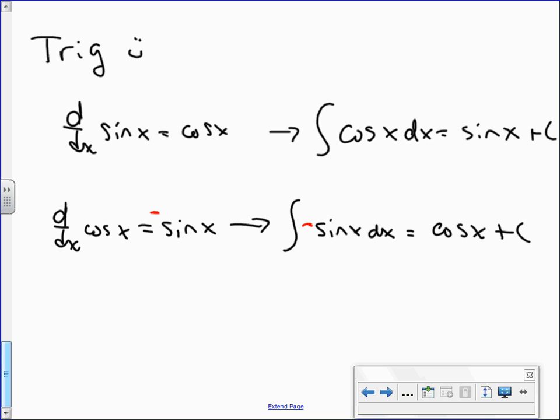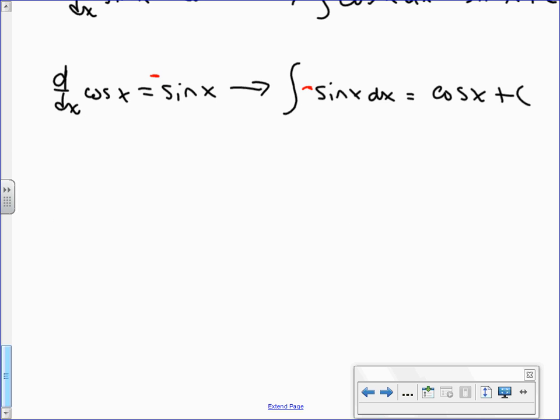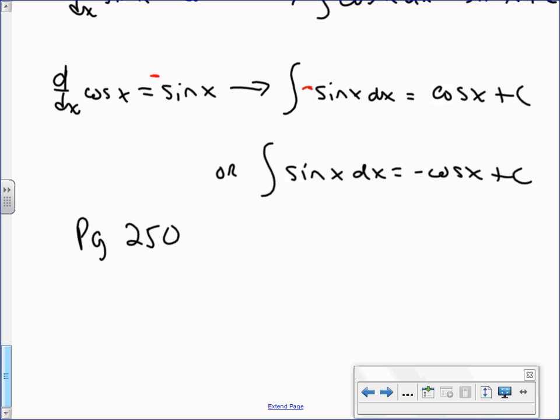Now you can memorize it that way, or you can learn it this way. The derivative of the sine of x is cosine of x. And I'll tell you right now that if you had trouble remembering which the signs were before, this is just going to make it worse. But it is something that you just have to come to grips with. All right? Take a look at page 250 of your textbook for the other one. Okay?